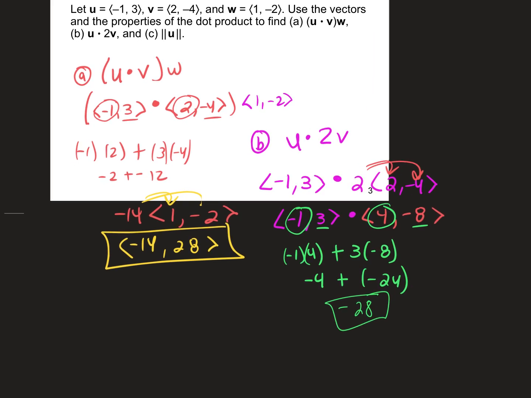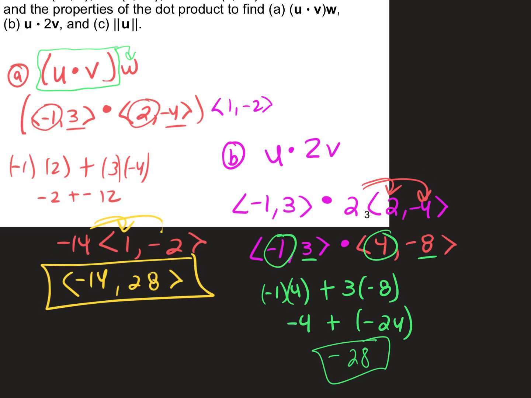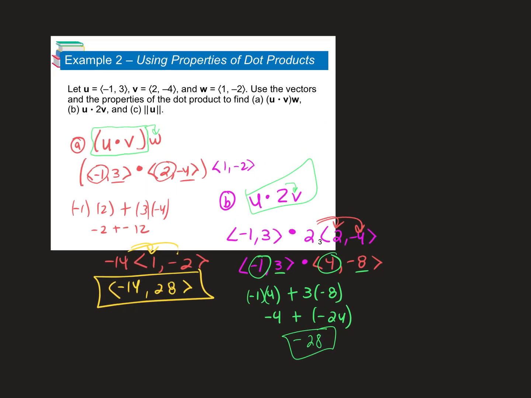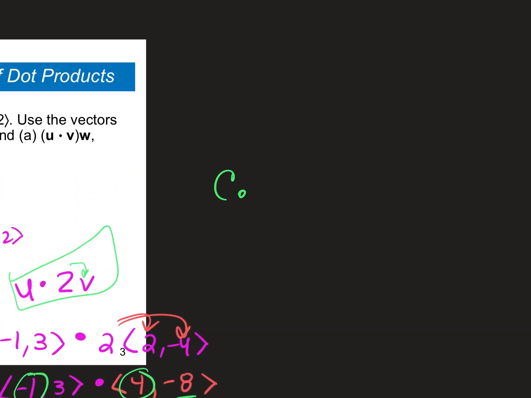Say it one more time. Like in -14, 28, they're in a vector form, but then... Because of the operation, because we have to do parentheses first. So this told me to find the dot product first, and then multiply it by vector W. This one said multiply here first, then find the dot product. Good question. All right, what is letter C asking you to do?